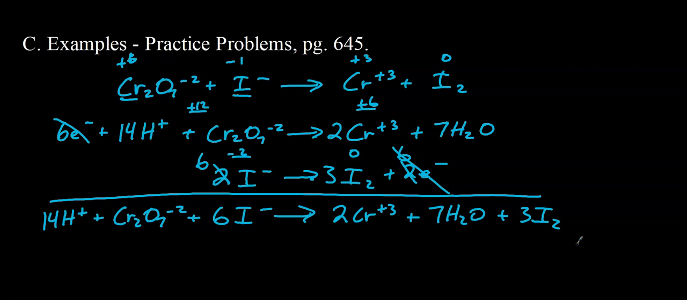So let's check. What is the total charge of everything on the left side? Go ahead and pause and add that up. So we have 14 plus -2, that's positive 12, plus -6. We have a total charge of plus 6 on the left. On the right side, 2 times plus 3, plus 0, plus 0, plus 6 on the right. Mass and charge are balanced. Voila, this equation is balanced.